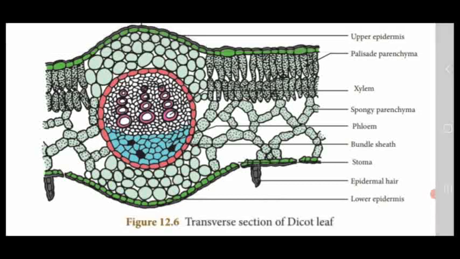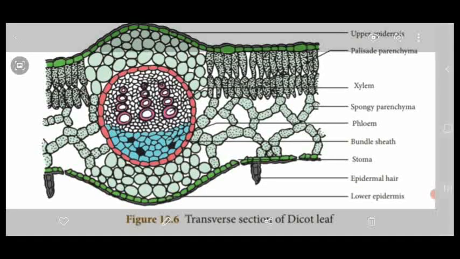It contains a large number of chloroplasts. This chloroplast contains the chlorophyll pigment. So this region is responsible for the photosynthetic function. Next one, spongy. Below the palisade parenchyma, the tissue which occupies the region is called spongy parenchyma.